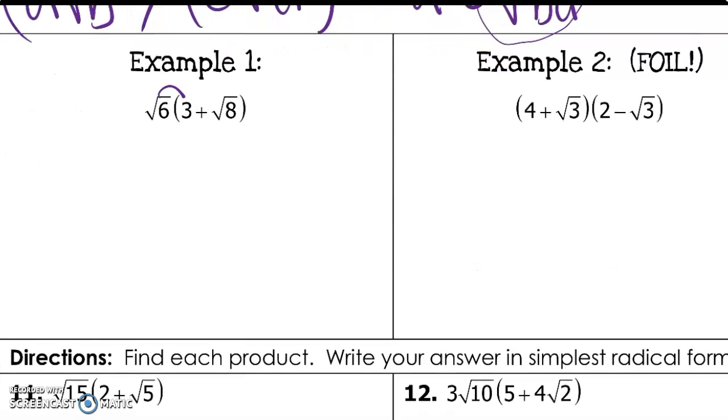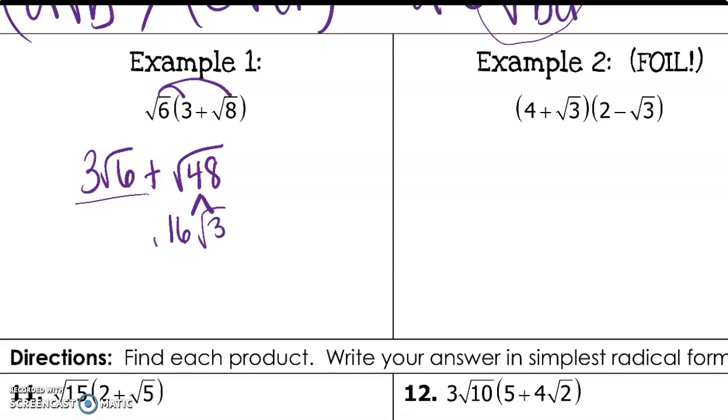So 3 times the square root of 6, we just have to write as 3 square root of 6. Plus square root of 6 times the square root of 8 is the square root of 6 times 8, so 48. There's nothing we can simplify for 3 square root of 6. 48 does have a perfect square in it. It is 16. So 16 times 3, 4 square root of 3. These are not like terms, so you just need to rewrite it as 3 square root of 6 plus 4 square root of 3. And that would be your final answer.